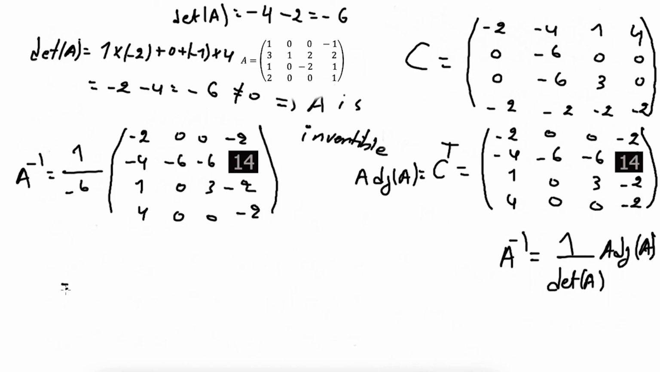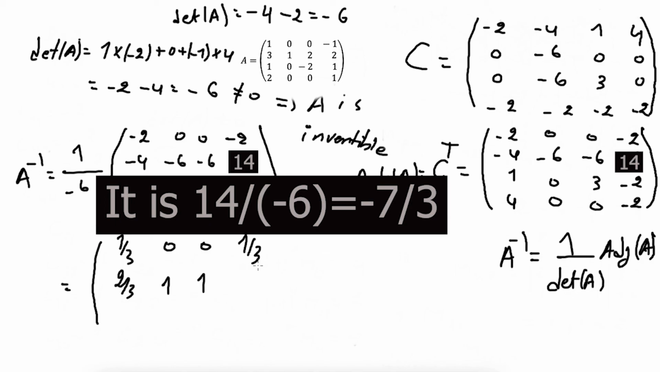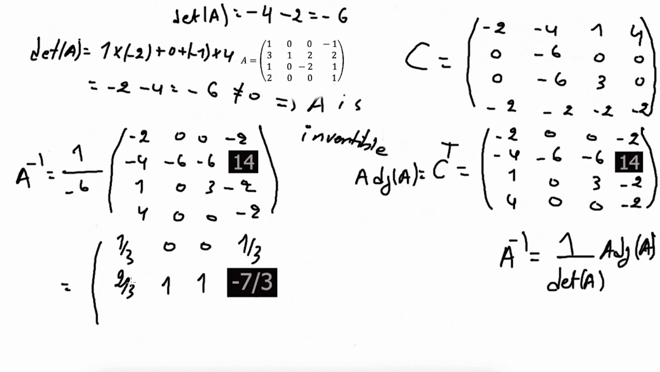Now this will be equal to minus 2 over minus 6 is 1/3, so 1 over 3, and here will be zeros, and minus 2 over minus 6 is 1/3 also, and minus 4 over minus 6 is 2 over 3, and minus 6 over minus 6 is 1, minus 6 over minus 6 is 1, minus 2 over minus 6 is 1/3 also, and here is minus 1 over 6, here is 0, and 3 over minus 6 is minus 1/2, and minus 2 over minus 6 is 1/3 also, and the last row here, 4 is minus, so minus 2 over 3, and here are 2 zeros, and here is 1 over 3.